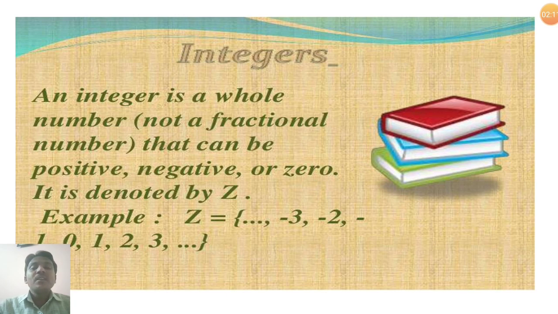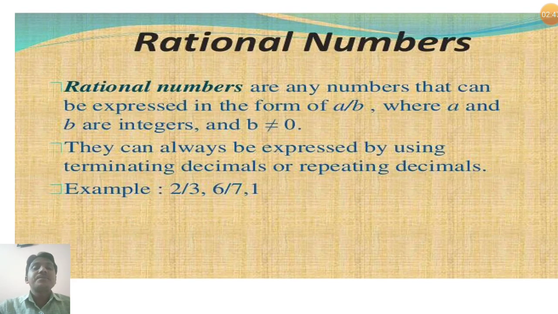Next, integers. An integer is a whole number, not a fractional number, that can be positive, negative, or 0. It is denoted by capital Z. Here the example is given, Z is equal to dot dot dot. It is nothing but an infinite number of negative numbers. Next, the last dot is given, that is nothing but infinite positive numbers. See, from 0 to the right side are whole numbers and from 0 to the left side are negative numbers. Negative numbers and whole numbers together are called integers.